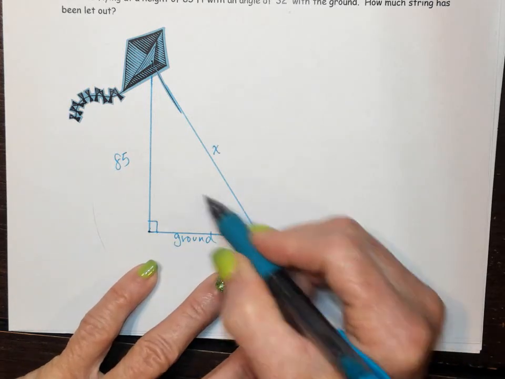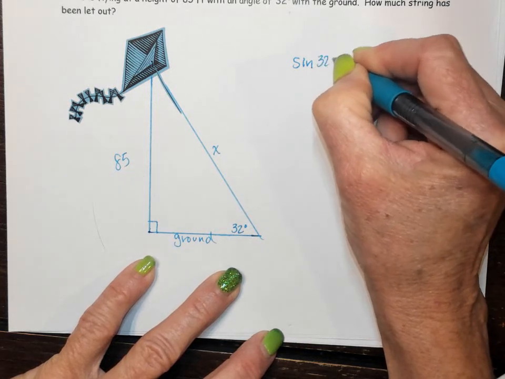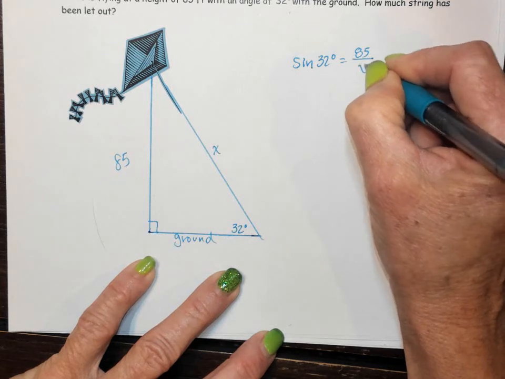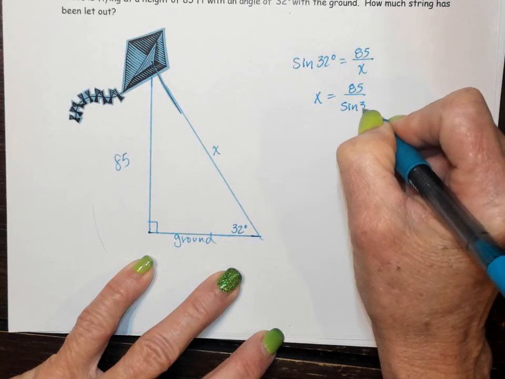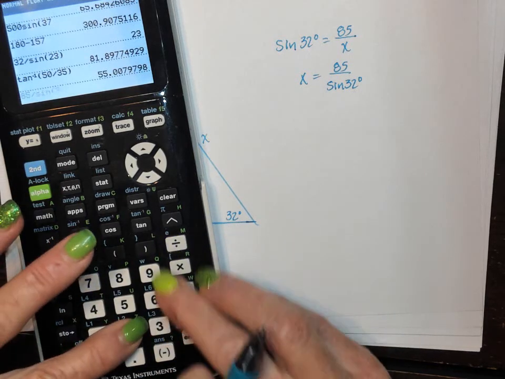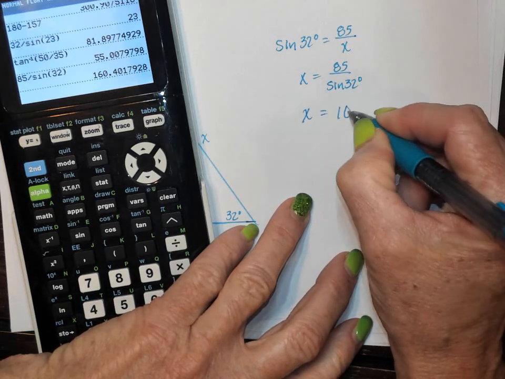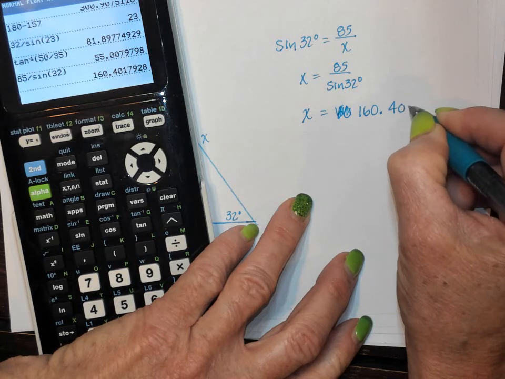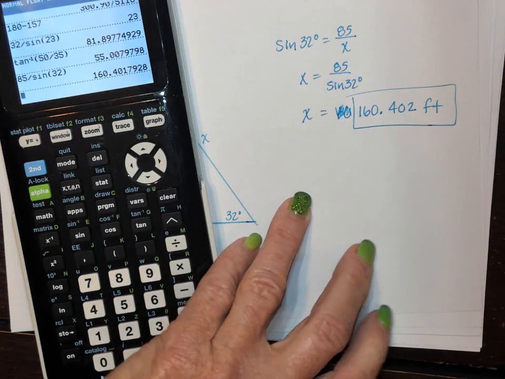Finding this from 32, opposite, and hypotenuse, this is a sine. Sine of 32 is opposite, 85, over the hypotenuse. So x is 85 divided by sine 32, and we have 160.402 feet. That's the amount of string.